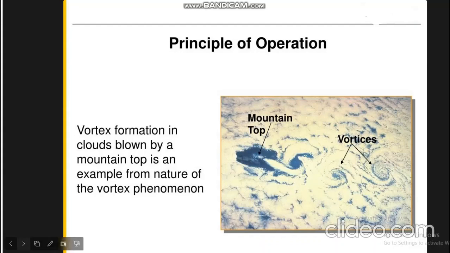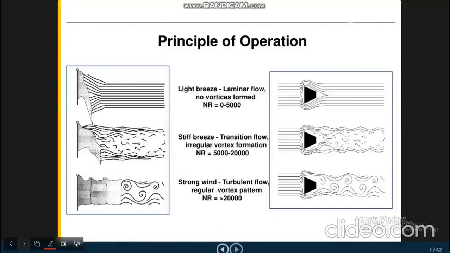Here is another example, the third one. This example is of a light breeze, like you have seen in the air when there is some kind of wind, and this is an obstruction like a piece of stone in the mountain. The air current flows, and this is the light breeze whose rate is 0 to 5000. This is the laminar flow you can see there, but when gradually the wind rate increases, then in a kind of stiff breeze the rate increases to 5,000 to 20,000.